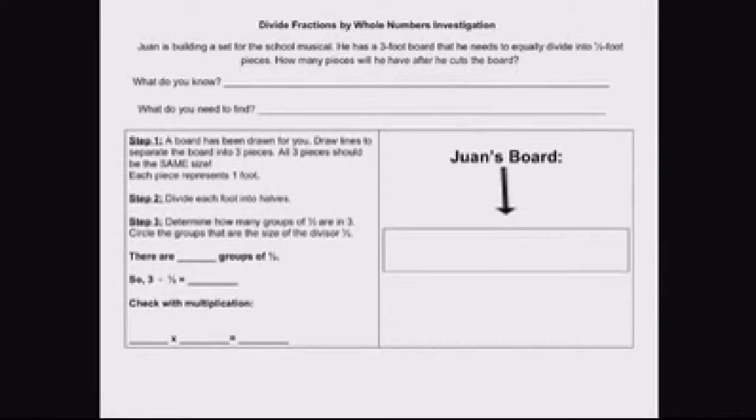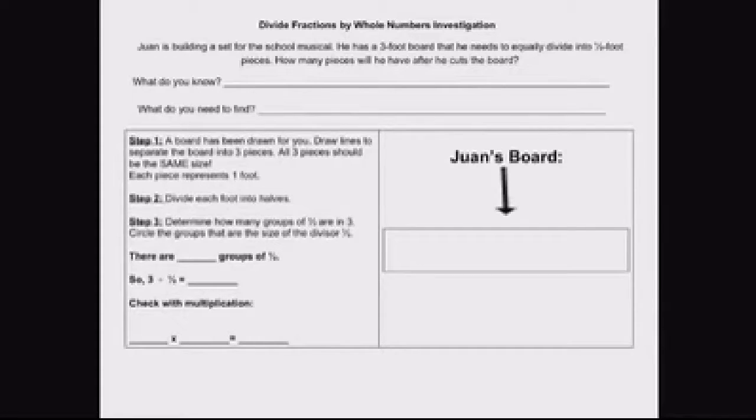Okay, so today we're going to start learning about dividing fractions and whole numbers. And we're going to start this investigation together, and then you'll finish it either on your own or with a partner. Our first problem says that Juan is building a set for the school musical. He has a 3-foot board that he needs to equally divide into 1/2-foot pieces. How many pieces will he have after he cuts the board?